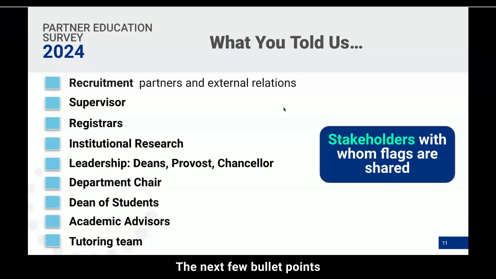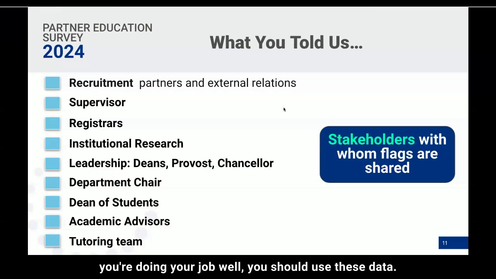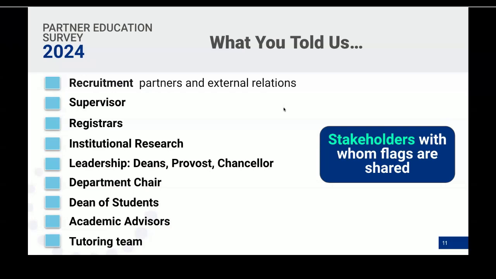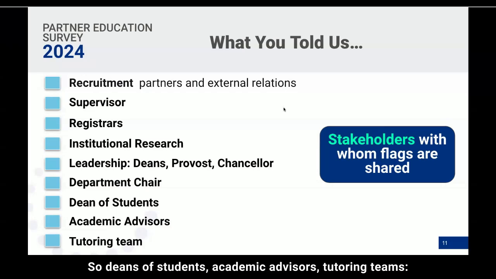The next few bullet points here are all about reporting. So if you are grant funded and you have data to report, if you have a supervisor who likes to know that you're doing your job well, you should use these data. If you have leadership on campus that wants to know how students are being served through a mentorship program, they are also audiences of data that come from flags and conversations. I think the last ones are the more actionable sharing of data. So deans of students, academic advisors, tutoring teams. These are those examples of action that can happen when there's academic or student development areas of support that we can share. There's a few missing though.